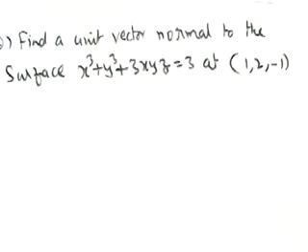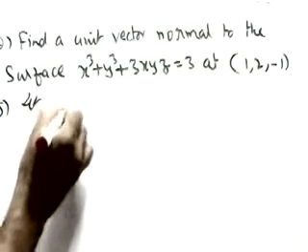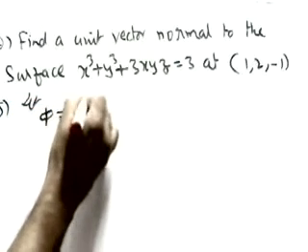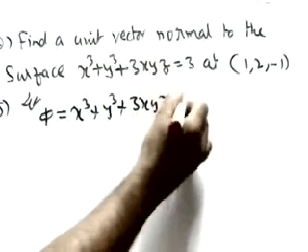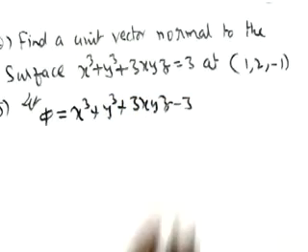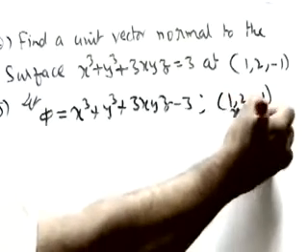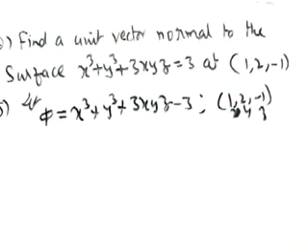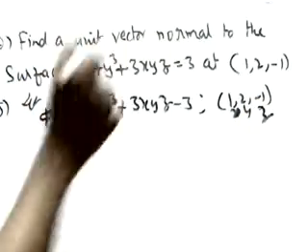Now let me see. Find a unit vector normal to the surface. Solution. Let me denote the surface by φ. φ equals x cube plus y cube plus 3xyz minus 3, at the point 1, 2, minus 1. We can substitute the values x, y, z.